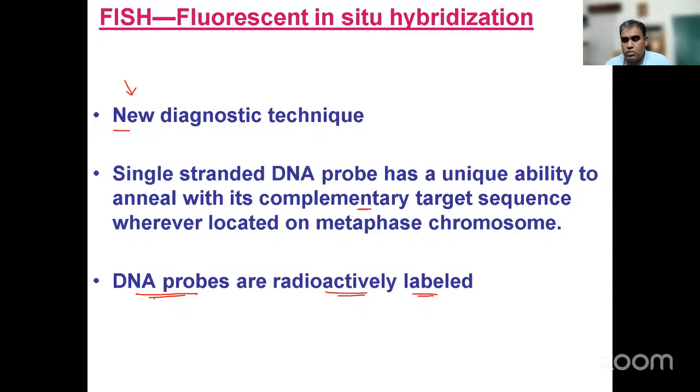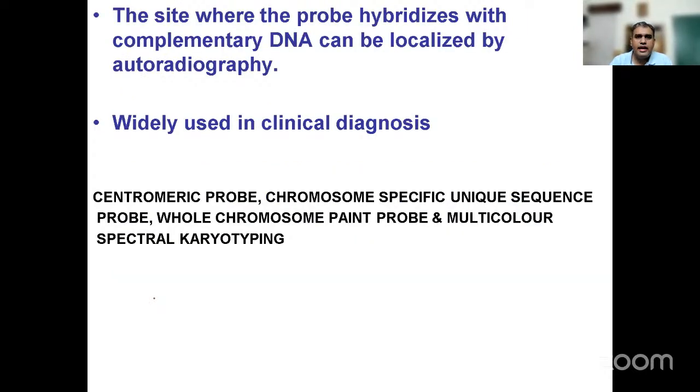There's the famous Robbins pathology. Beautiful images are shown over there for the FISH technique. The site where the probe hybridizes with the complementary DNA is widely used in clinical diagnosis. That is why it is important. So you should have some basic idea what this FISH is. At least, we remember in our viva some examiners used to ask at least to tell the full form of FISH. It is fluorescent in situ hybridization.